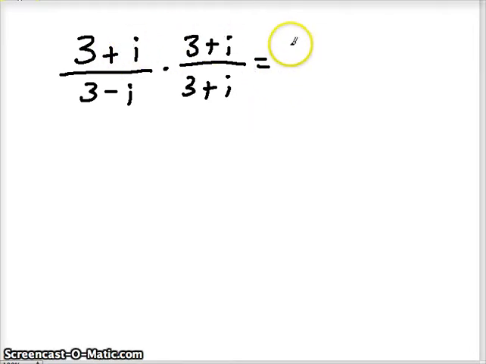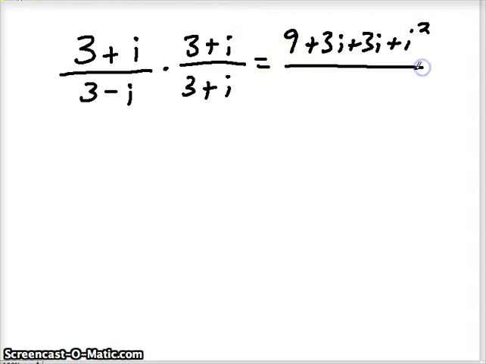On top we have 3 times 3, that's 9. 3 times i is positive 3i. Same thing there. And then we have i times i, so we get a positive i squared. We'll simplify that. Okay, there's the top. Let's simplify the bottom here. Remember our shortcut, since we're multiplying conjugates, we get the product of the first terms plus the product of the second terms. We'll get a positive 1 out of that, and if you don't believe me, let's do it.